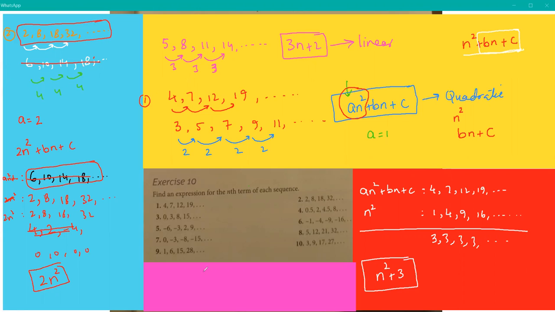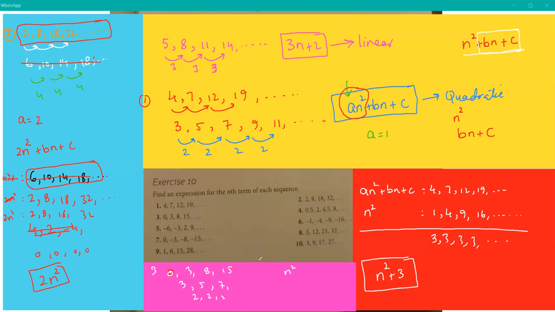Okay, bacho. Let's try maybe the third question quickly. We have 0 comma 3 comma 8 comma 15. The first level of difference is 3 comma 5 comma 7. And now the second difference is 2 comma 2 comma 2. The half of 2 is 1, so we have n square.